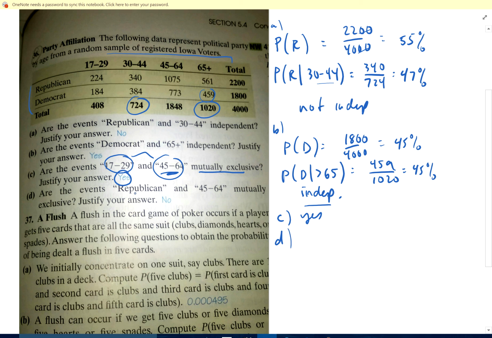D. Are the events Republican and 45 to 64 mutually exclusive? And the answer is no, because those 1,075 people say they're not. Those 1,075 people are both Republicans and 45 to 64, so there's definitely some overlap. There's a bunch of people that are in both. All right, there we go.